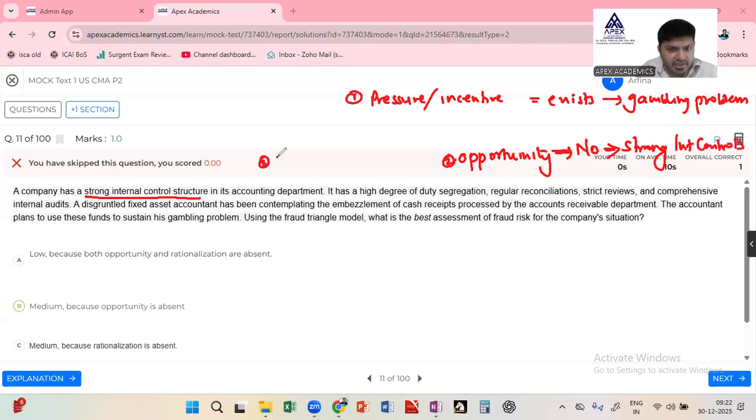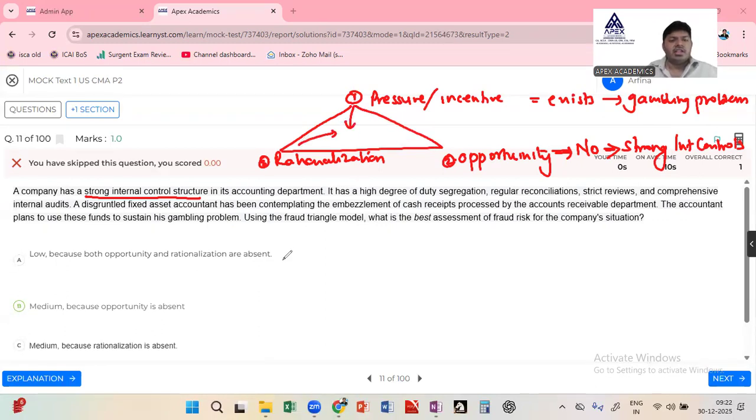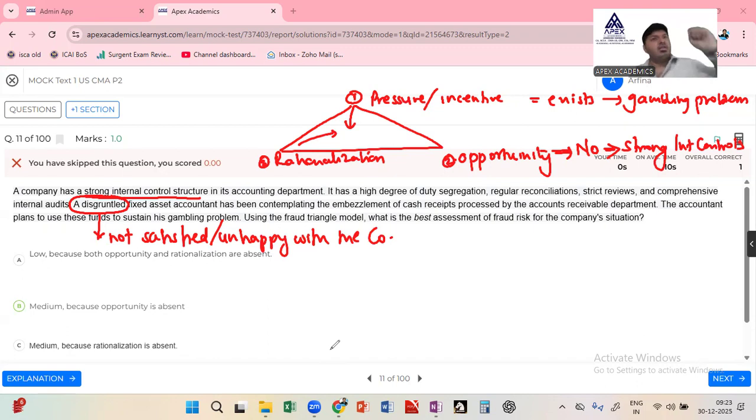The third is rationalization. Will he justify this fraud? Yes, he can justify this fraud. How? He can justify it because he is disgruntled. What is the meaning of disgruntled? He is not satisfied, he is unhappy with the company. That is why this person will commit a fraud. Therefore, his rationalization is there.